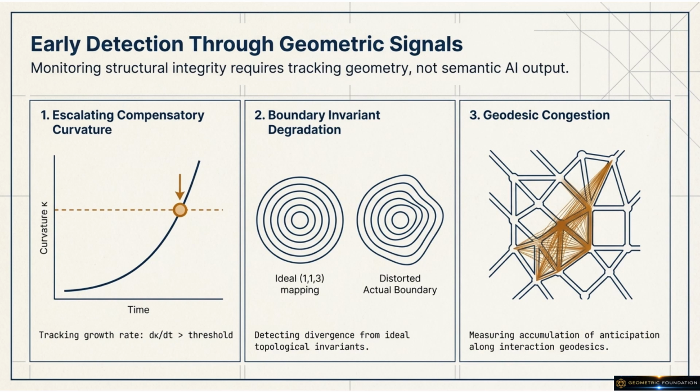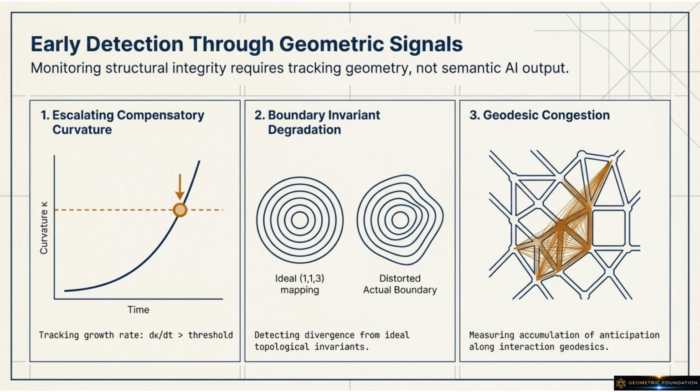3 monitoring modalities are presented. First, escalating compensatory curvature. A graph tracks curvature kappa over time with a threshold marking the danger zone. Tracking d kappa/dt exceeding a threshold provides early warning for containment degradation.